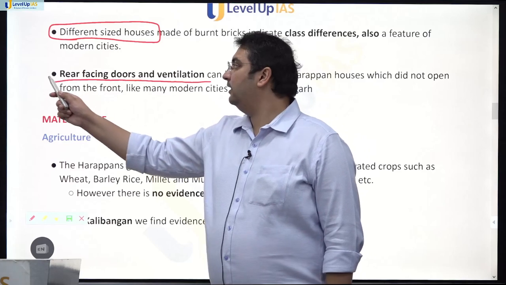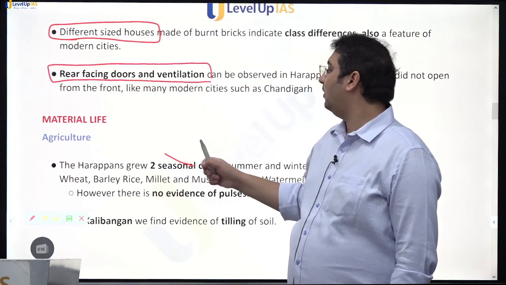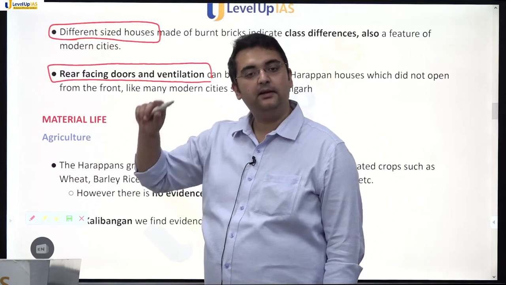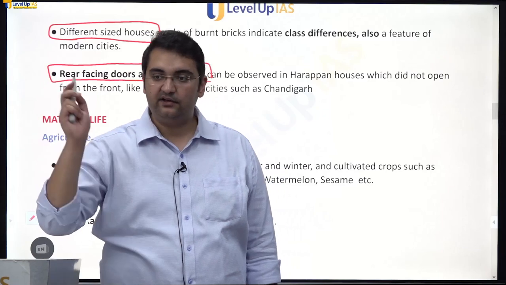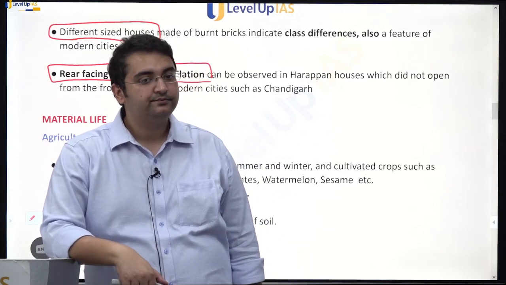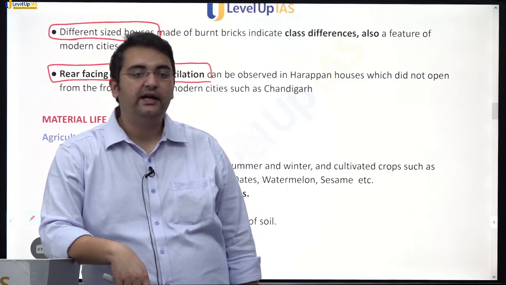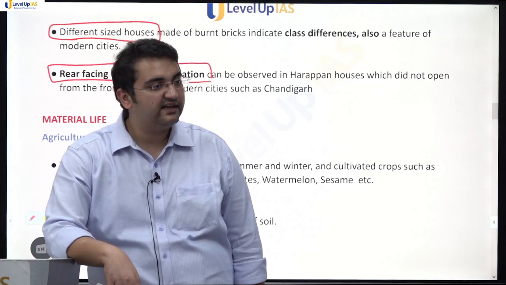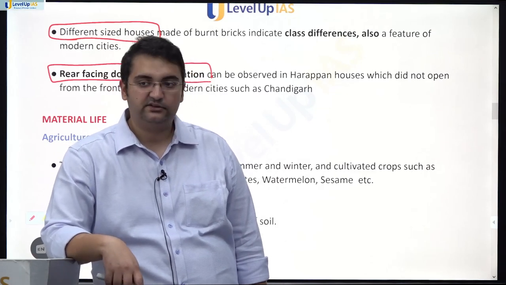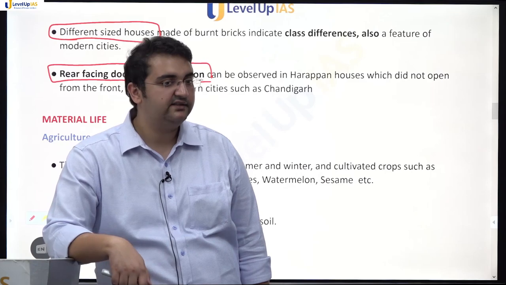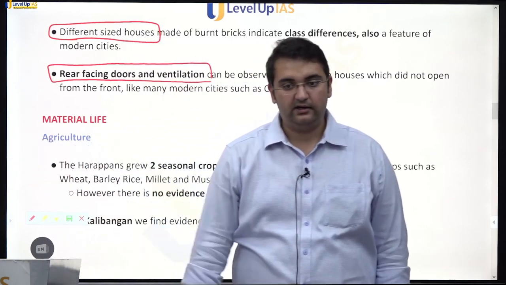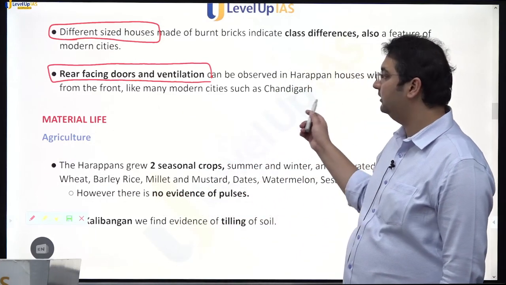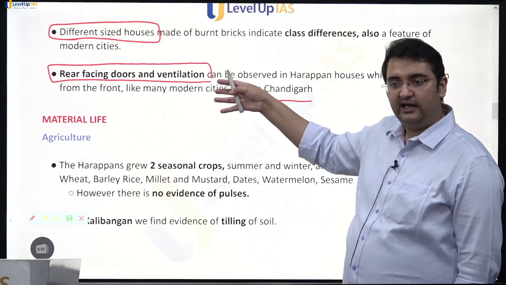And in the Harappan cities, all the doors and windows used to open from the rear, never from the front. Why? It would lead to congestion if it opened right onto the street, right? Do you find these elements in present day cities? Yes, some cities such as Chandigarh, right? There's a fine if you open the door or the gate on the front of your home, at least in some locations of Chandigarh. Okay? So these are the important elements of town planning.